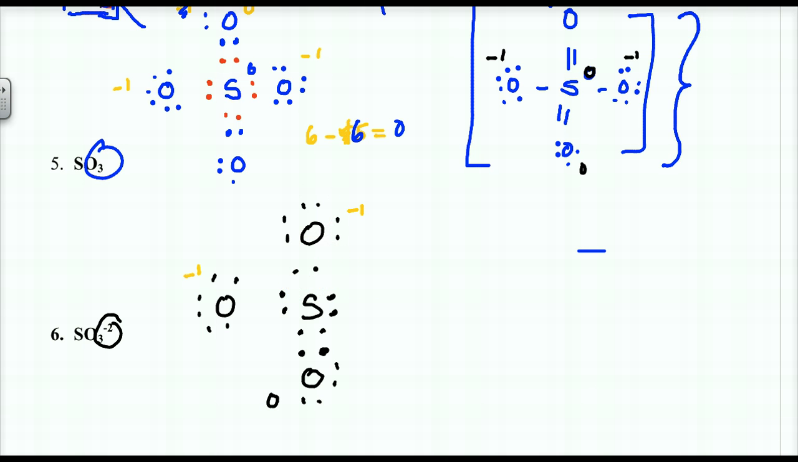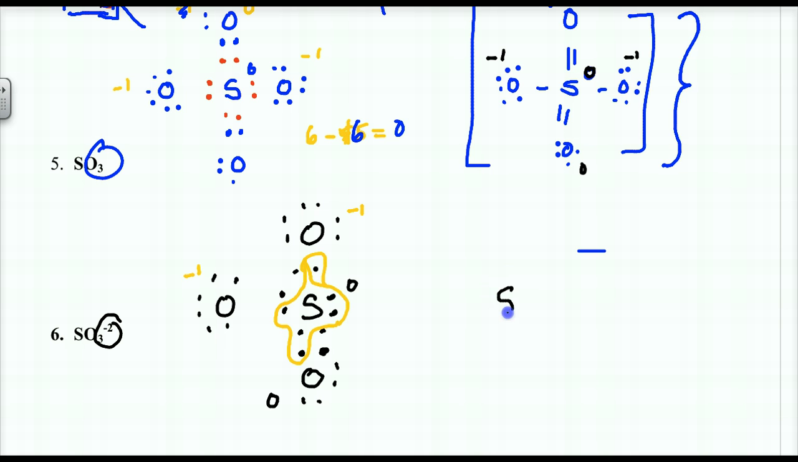Let's do this. Orange: half of the bonding, and its lone pair, which I missed. Oops. So 1, 2, 3, 4, 5, 6. 6 minus 6 is 0. And what does that give us? That gives us a 0 here and a 0 here, and we have a -2. Notice the negatives are on the more electronegative atom. This makes a lot of sense to me.